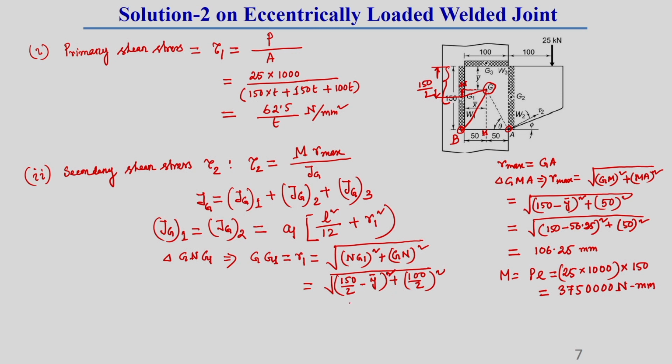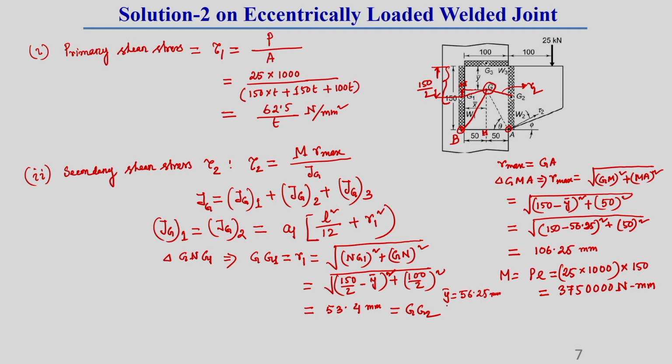So, y bar is known to us, this is 56.25, y bar equal to 56.25 millimeter. If y bar is 56, then R1 we are getting as 53.4 millimeter. Whatever the R1 we will get, so here JG1 equal to JG2. Let this distance be R2 and let this be R1. So, R1 equal to R2.